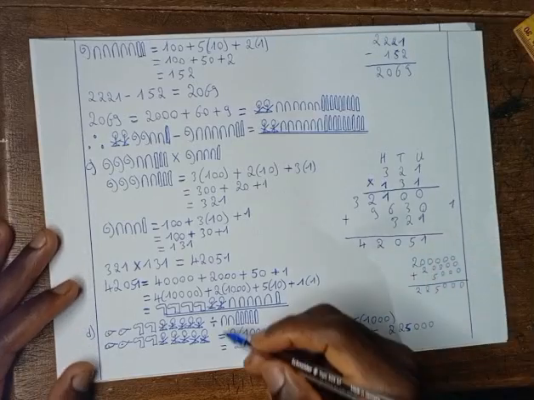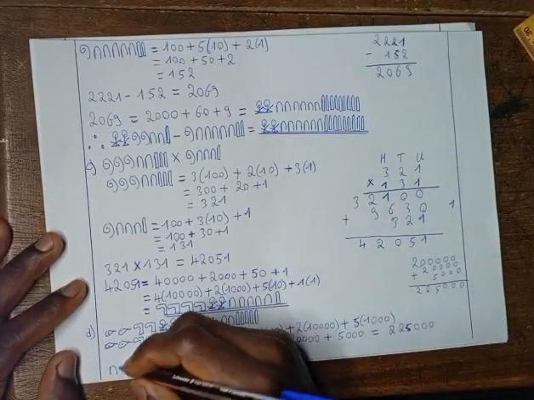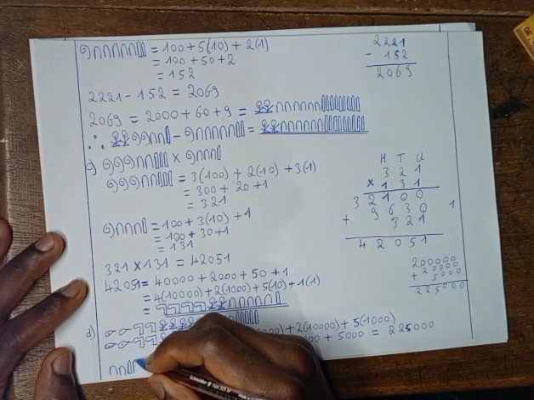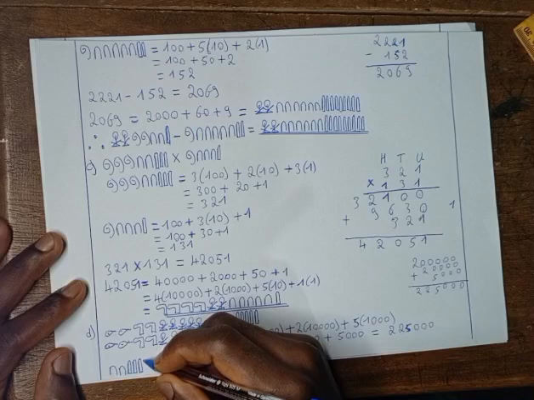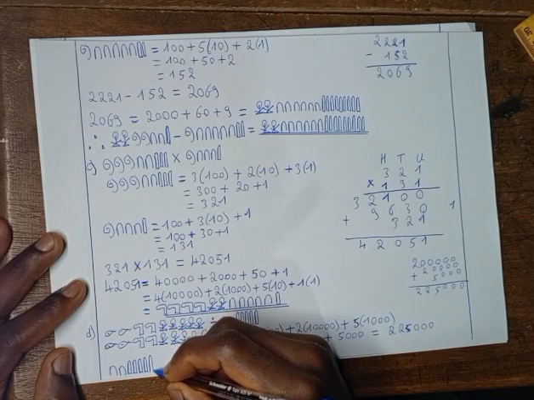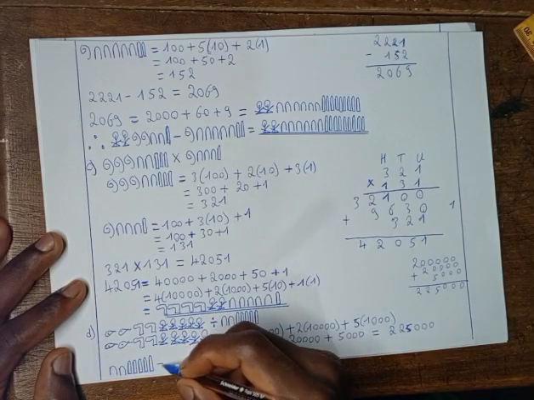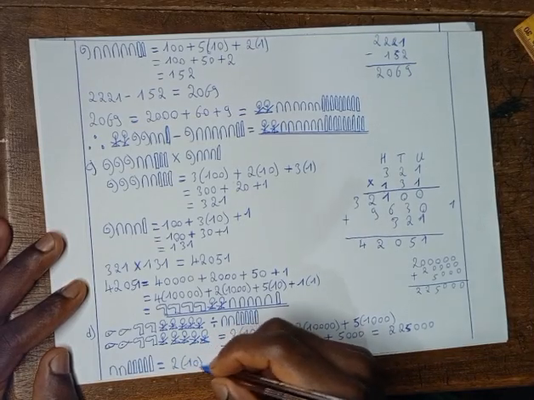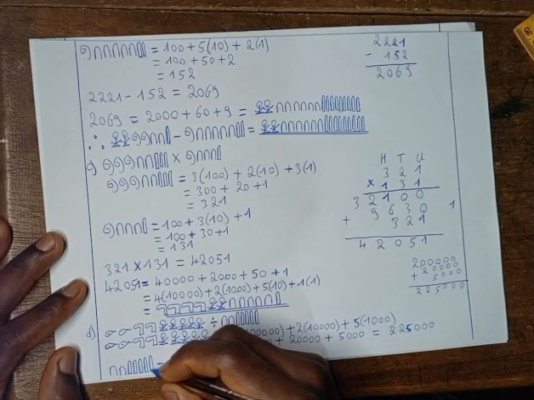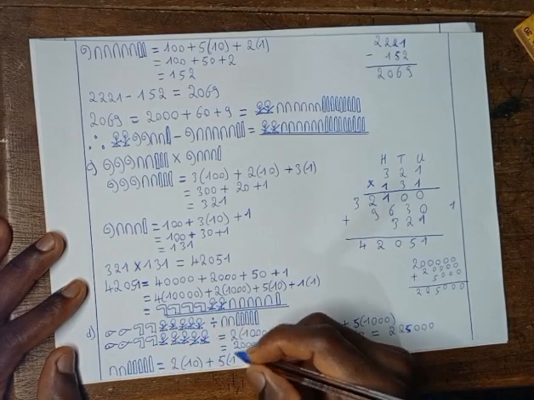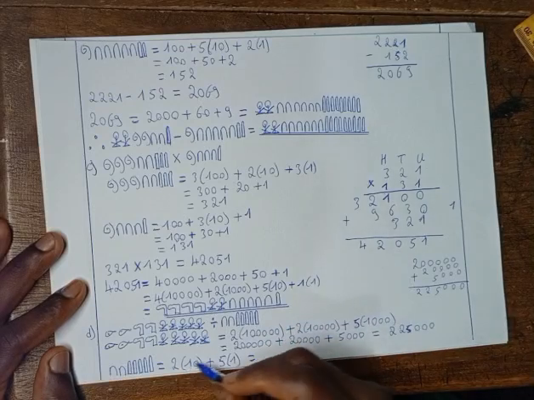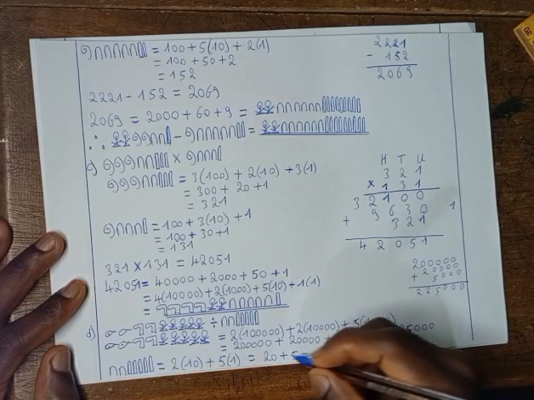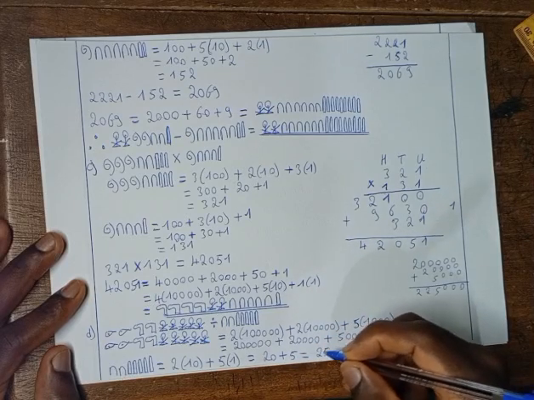Next, we need to convert the second number, which has 2 heel bones and 5 straight fingers. We have 1, 2, 3, 4, 5. So this will give us 2 times, we know a heel bone represents the number 10, plus 5, we have 5 straight fingers. We know a straight finger represents the number 1. So this will simply give us 2 times 10 gives us 20 plus 5 times 1, which is 5. 20 plus 5 gives us the number 25.